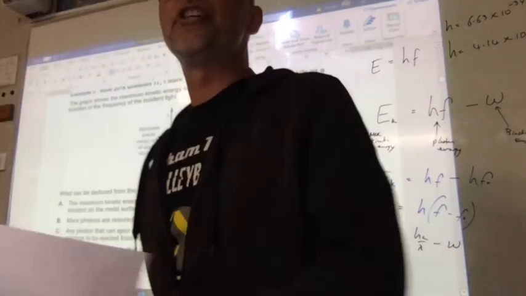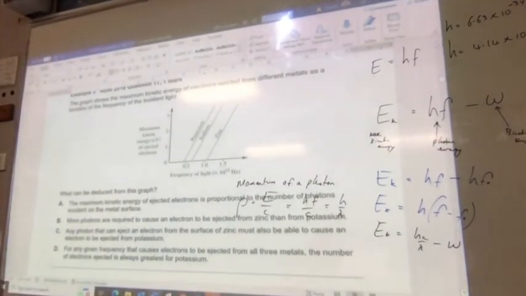This stuff in action. The graph shows the maximum kinetic energy of electrons ejected from different metals as a function of the frequency of the incident light. All right. What can be deduced from this graph? The maximum kinetic energy of ejected electrons is proportional to the number of photons incident on the metal surface.